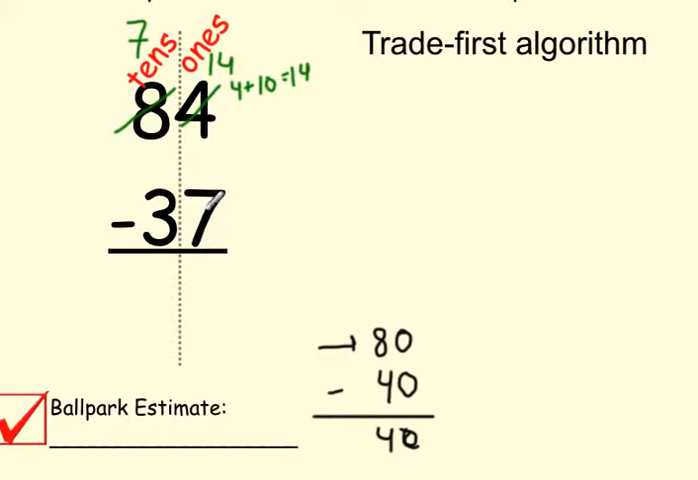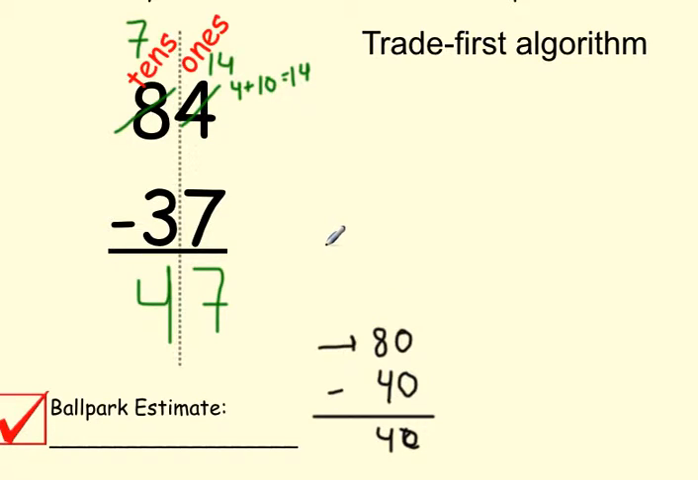So now we can do 7 from 14. Or 14 minus 7 will be 7. We can go over to our tens column now and do 3 from 7, or 7 minus 3 will be equal to 4. So our answer is somewhat close to 40, what we were expecting for a ballpark estimate.